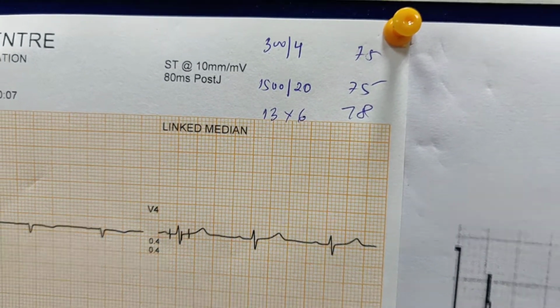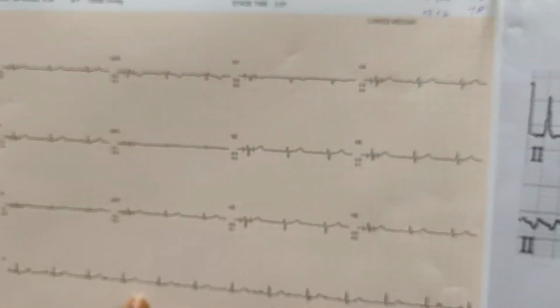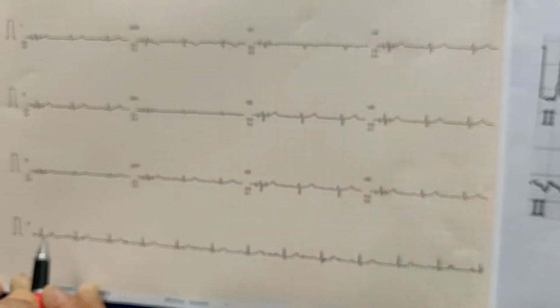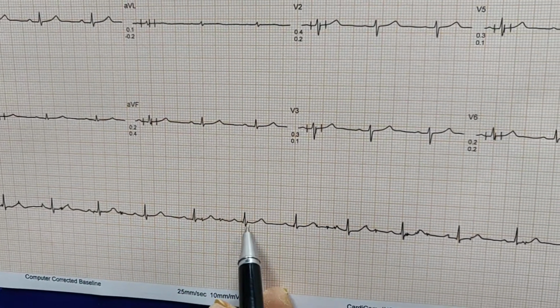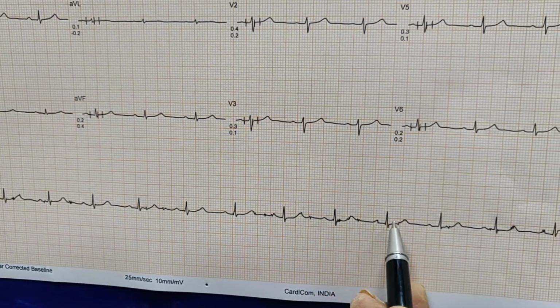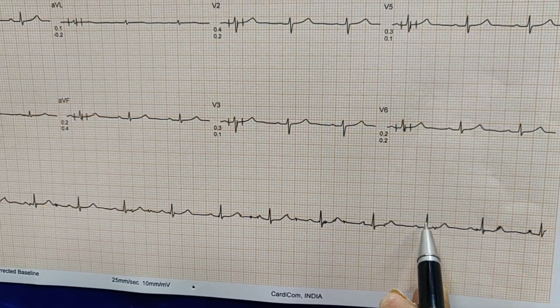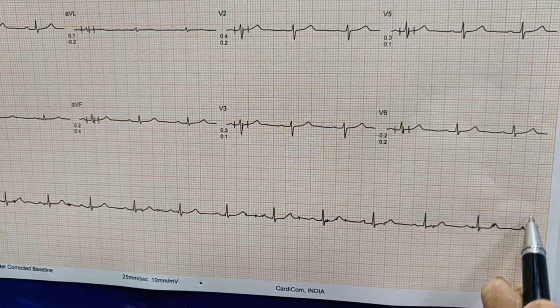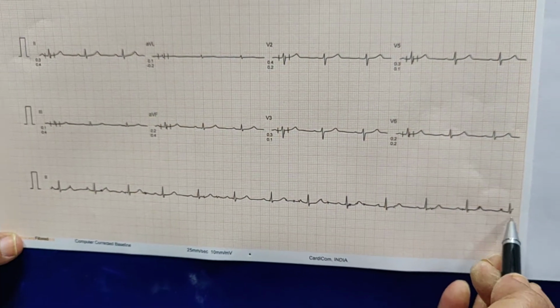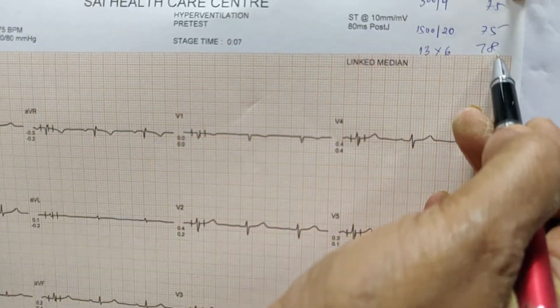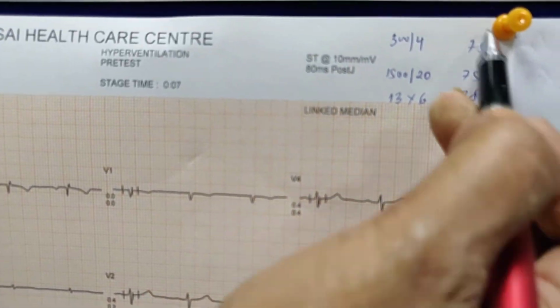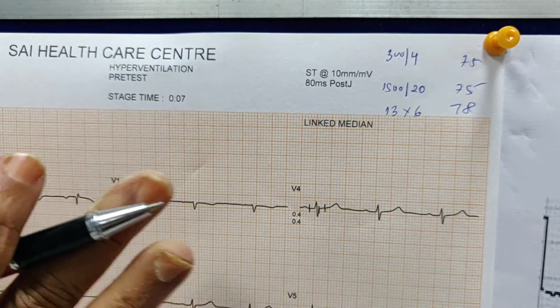Alright. Now I will calculate by the RR method also. So just calculate the number of R waves. 1, 2, 3, 4, 5, 6, 7, 8, 9, 10, 11, 12 and 13. Okay, you may include it, you may not, but 13 I will include. So 13 into 6, this is 78. So roughly they are all similar. So this is how you calculate the heart rate.